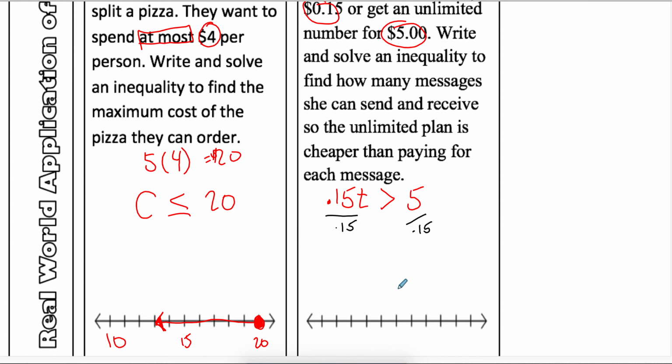Well, we get T is greater than 5 divided by 0.15, which, if you don't know, is 33 1/3. Well, I can't send 1/3 of a text message, so we have to say that it's going to be somewhere after 33, but we can graph it. In real life, I could say after 33 text messages, not 33 1/3, but I can graph it.